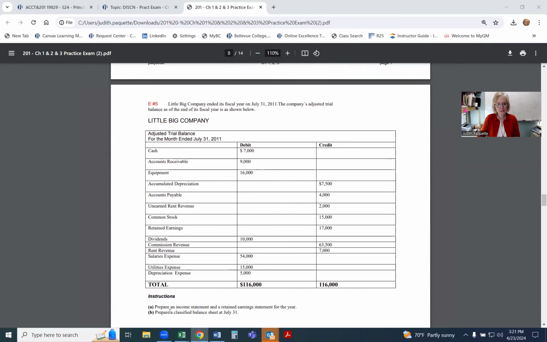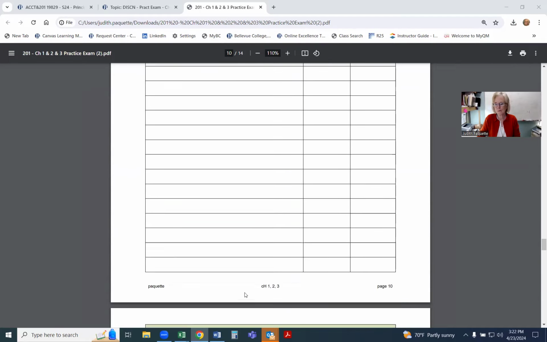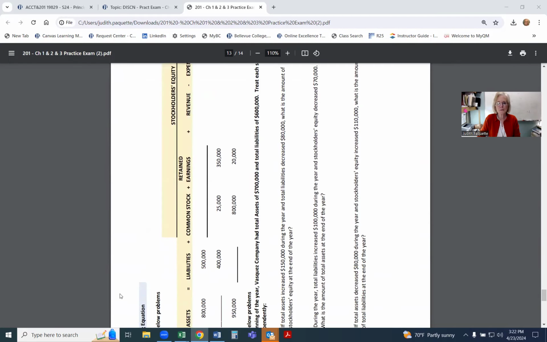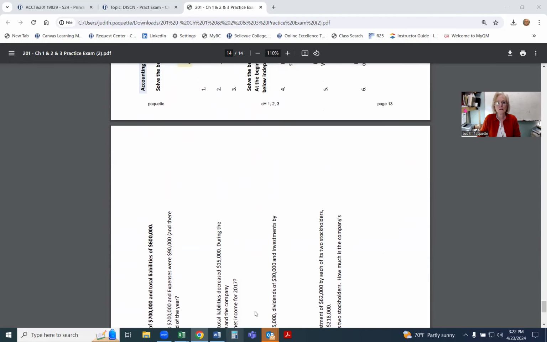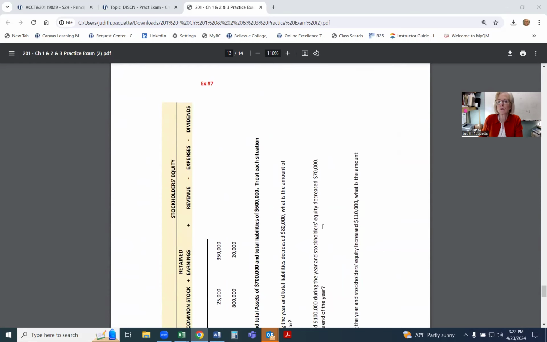And then here's more practice. Income statement, retained earnings, classified balance sheet, more and more forms, okay? And then here's some algebra problems that are also in our course pack. And you need to know how to do those. So this, let me see if I can rotate this. That would be just so awesome.